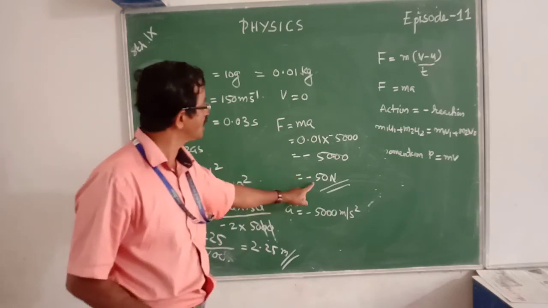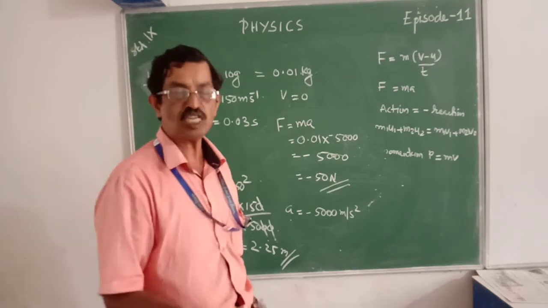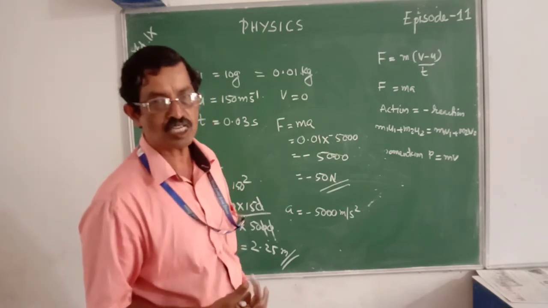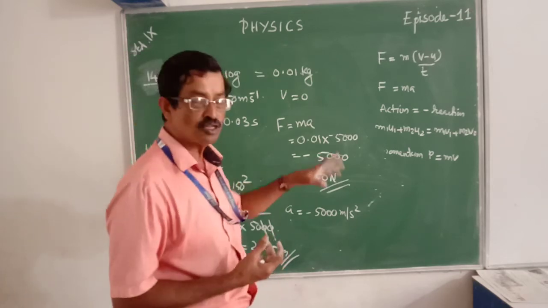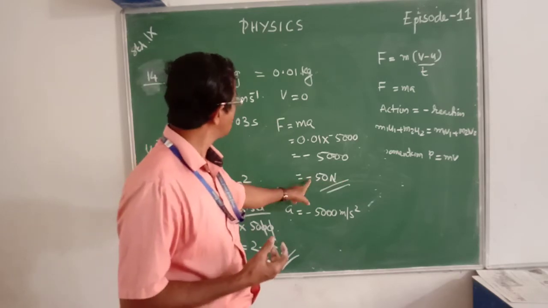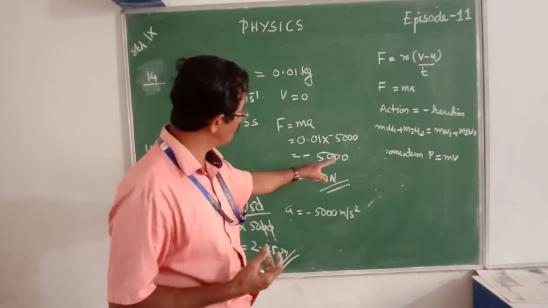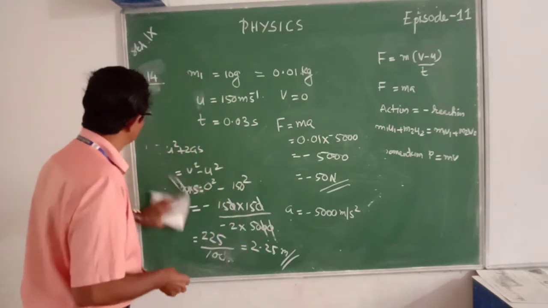Why is this minus coming? Because this force is opposite to the direction of motion of the bullet. If the question asks how much is the force exerted by the wooden block, it is 50 Newton. But this negative sign shows that this force is opposite to the direction of motion. Okay.